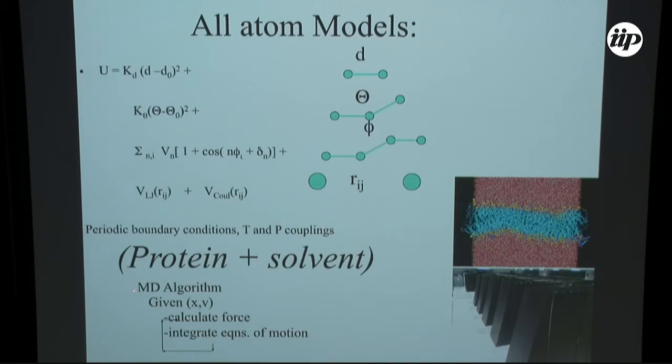Given x positions and velocities, calculate the force from this potential, calculate the derivative given the coordinates, integrate the equation of motion, and do it again. So if you integrate at a femtosecond, you do 1,000 steps, you have a picosecond, you do 1,000 steps, you have a nanosecond, you do 1,000 steps, you have a microsecond, you do 1,000 steps of that, you have a millisecond. So you can do 10 to the 12 integration steps, or the order of that.